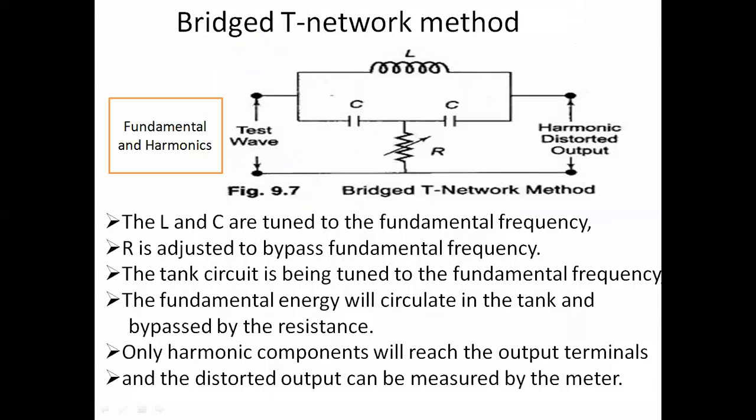Coming to the next method of harmonic distortion analyzers, the next one is the bridged T-network method. In this method, we apply a combination of fundamental and harmonic signals. The waveform has both fundamental and harmonic components, and that is the test wave signal, which is applied to the bridged T-network.